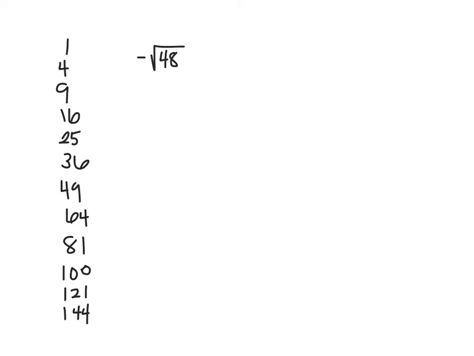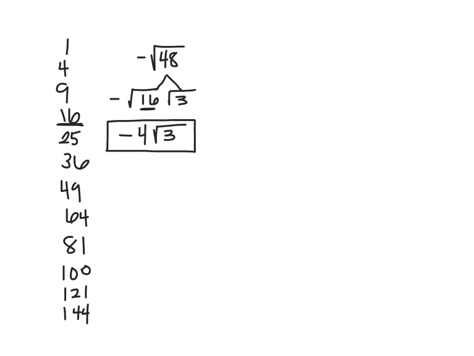Then you can do the next one, 9. That didn't work. How about 48 divided by 16 is 3. So we have 16 and 3. 16 is my perfect square. I'm going to break that down into the square root of 16 times the square root of 3. Don't forget that negative still in the front. The square root of 16 is 4, and then we have the square root of 3. There's your simplified answer.